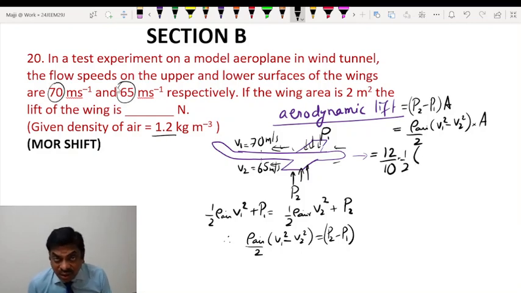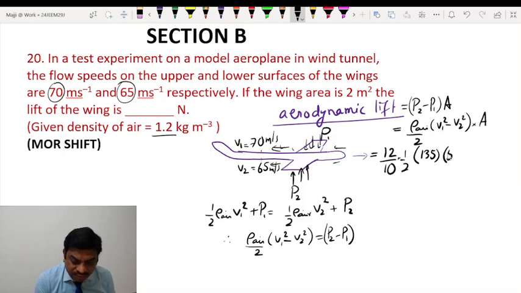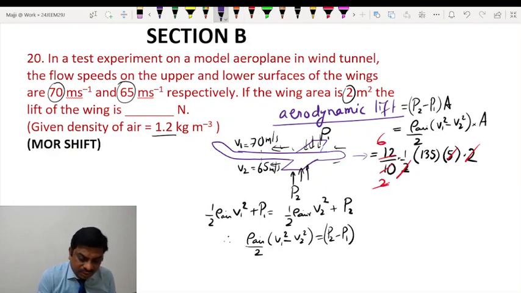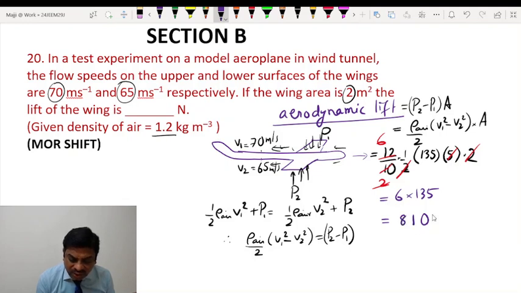So I will be applying, students, the A square minus B square formula, which is A minus B into A plus B. So this will be 135 into 5, and as you can see, area is 2. Okay, students. So the 2 gets cancelled here, you can see, and we will cancel 5 2s and 2 6s. So the final result will be 6 into 135. So 6 5s are 30, 0 carry 3, 6 3s are 18 plus 3, 1 carry 2, 6 1s are 6, 810 Newton. So we have 810 Newton as the final answer.